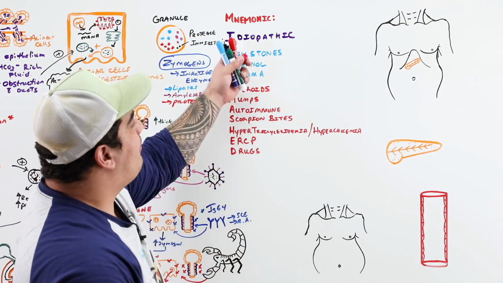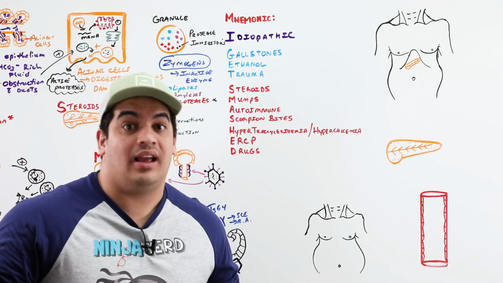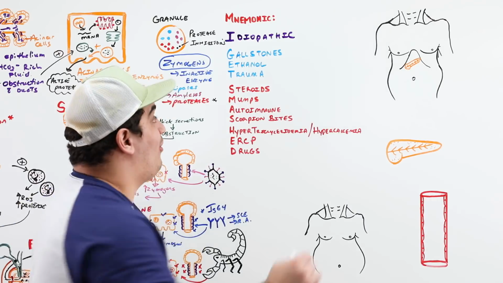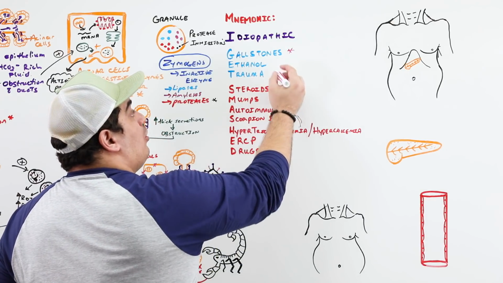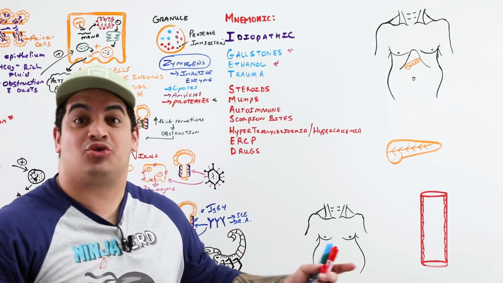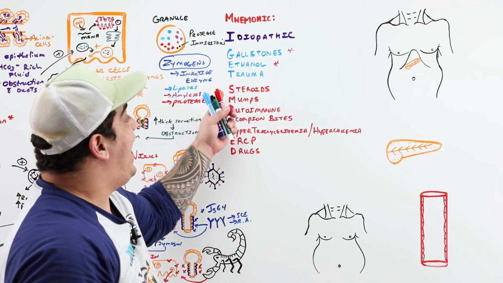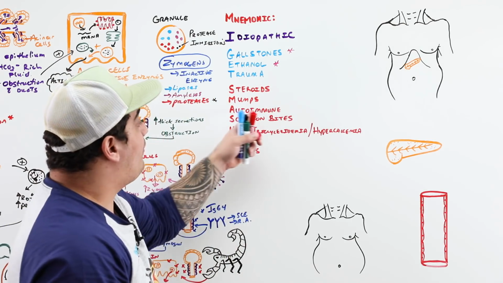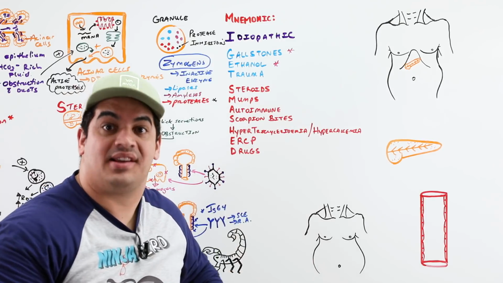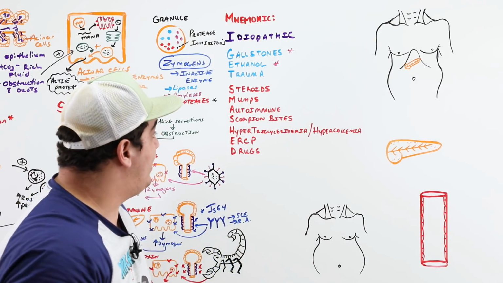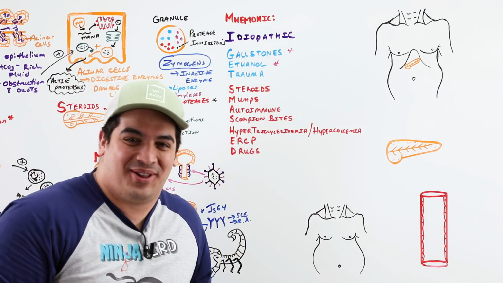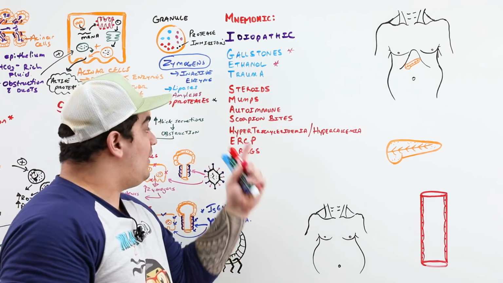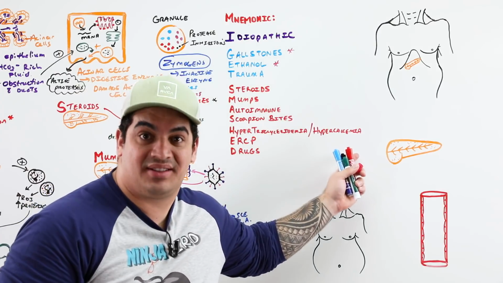So I for idiopathic, meaning we don't have any idea how this happened. G for gallstones, which is the most common one, so don't forget this one, please. Ethanol, which is the second most common one, and trauma, penetrating trauma. S for steroids, M for the mumps virus, A for autoimmune, like think about SLE, think particularly about rheumatoid arthritis, scorpion bites, which is probably one of the more rare ones, but it's the cool one, and then H, it's a double, hypertriglyceridemia and hypercalcemia.